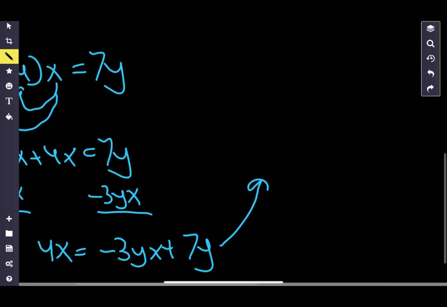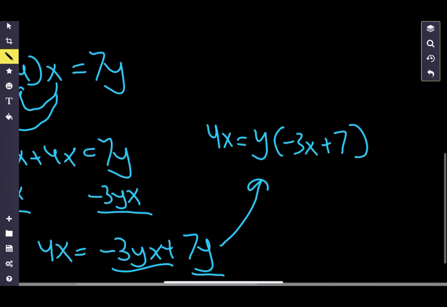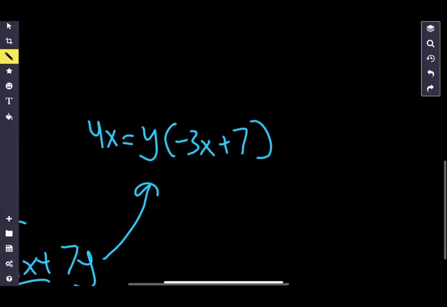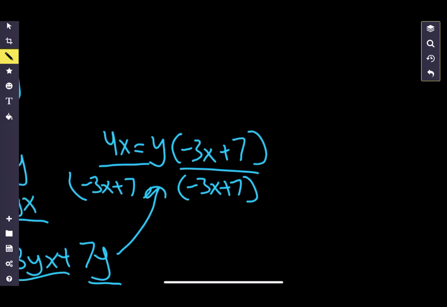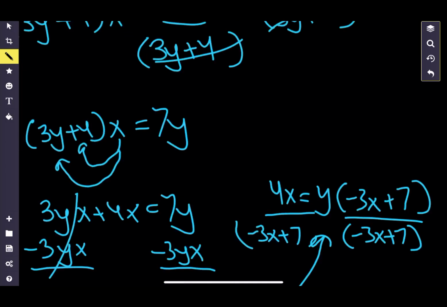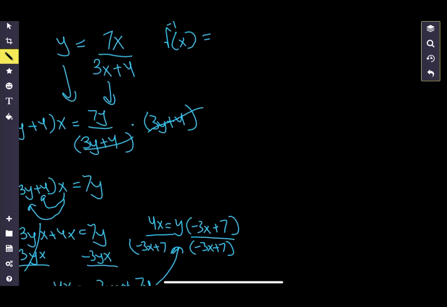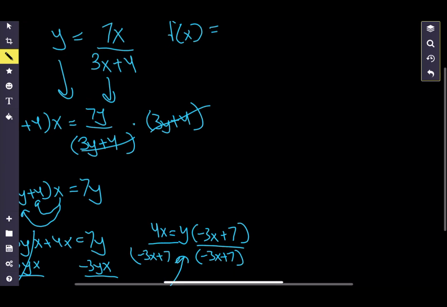So what we can do is say that 4x is equal to y times, if we take out a y from this term, we're just left with negative 3x. If we take out a y from this term, we're left with positive 7. And now, to isolate y, divide by the thing inside parentheses, negative 3x plus 7. So you're going to get the inverse: the inverse of f of x is equal to 4x divided by negative 3x plus 7.